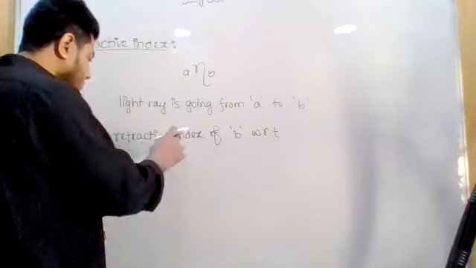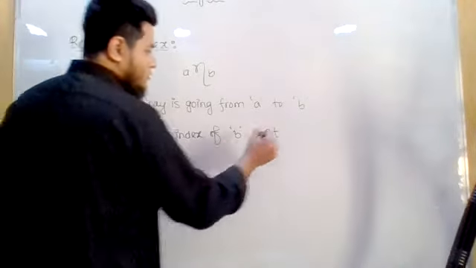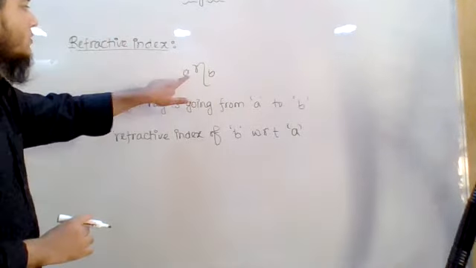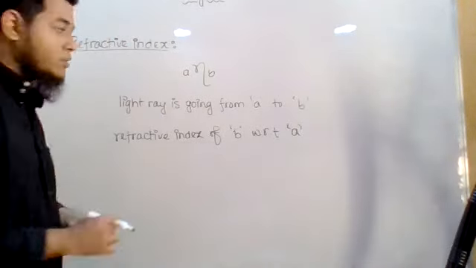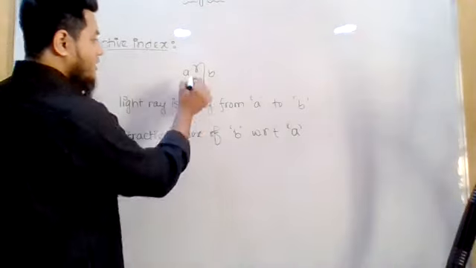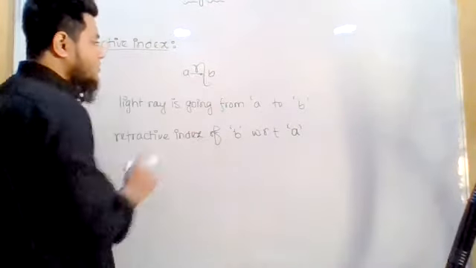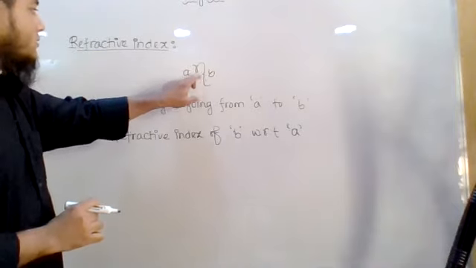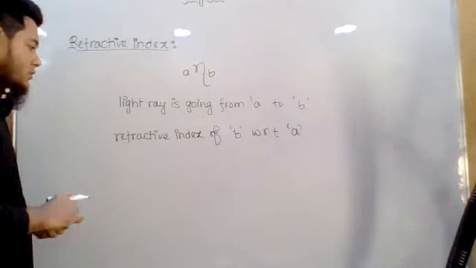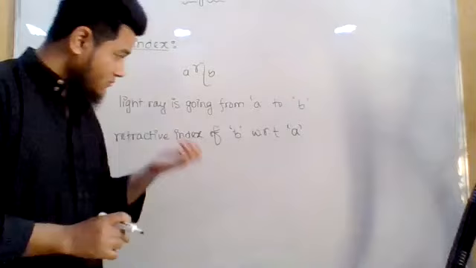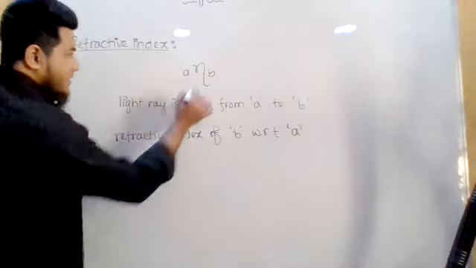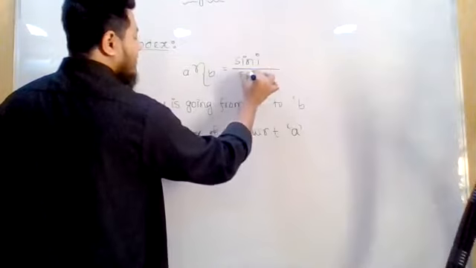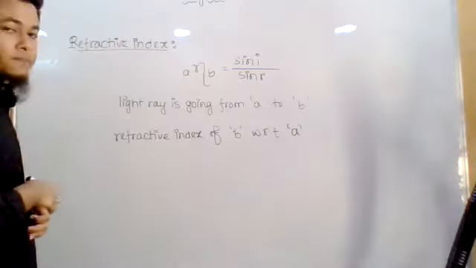I don't know. Okay. So refractive index of B with respect to A. I always used to remember it in this way. I used to imagine an arrow in this way. So this arrow shows the light ray is going from A to B. Okay. No problem, you can just remember it however you want to. Now this refractive index is equal to, as we got to know, sine i divided by sine r.